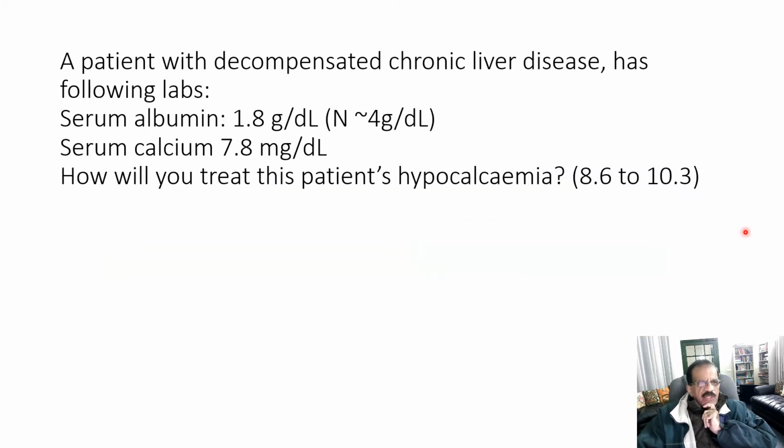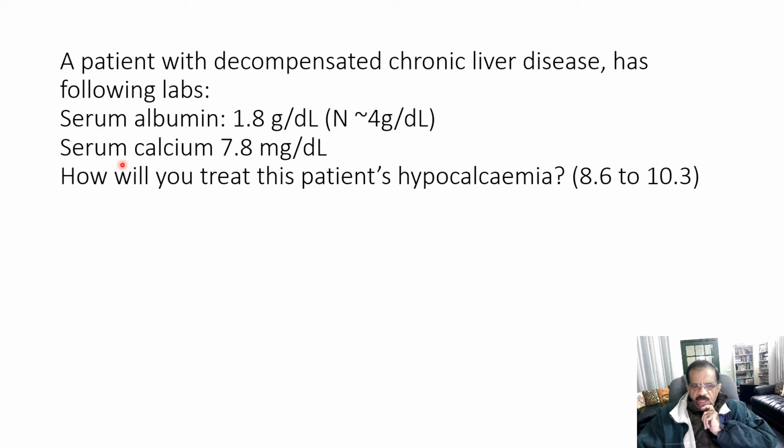So this is a case scenario. A patient with decompensated chronic liver disease has the following labs. Serum albumin is 1.8 grams per deciliter. The normal range is some 3.5 to 4.5, but let's assume the average of 4 gram, and against that, this patient has 1.8 gram because he has decompensated chronic liver disease.